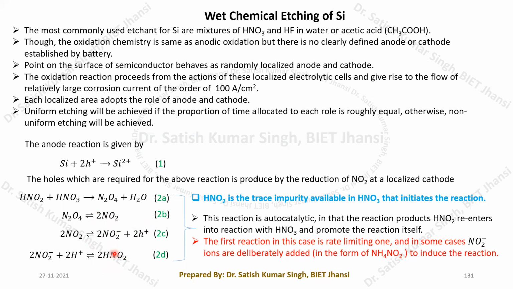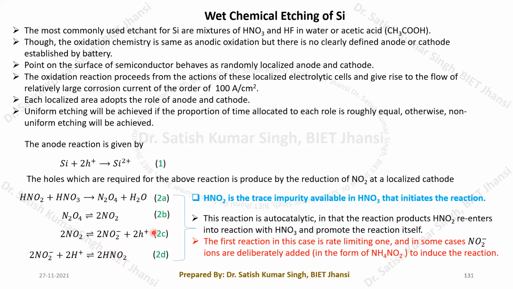Understand here that this reaction is called autocatalytic. For this particular reaction, what we require is HNO2. So why are we calling it autocatalytic? Because we need this HNO2, and after all these reaction steps, at the end we are also forming HNO2. So this reaction itself generates the HNO2, which is required for generating these holes.